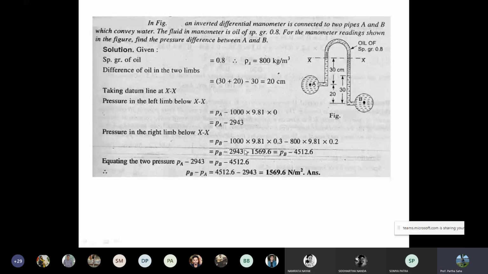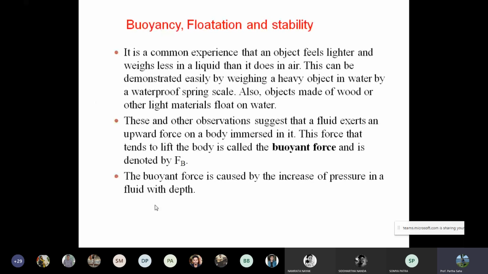If you equate these two, PB minus PA will come to 1569.6. So that is the pressure difference, right? Because you have been asked to calculate the pressure difference. So that's how you solve a manometer problem. You solve these two numericals I have given here. So you have four numericals so far on the manometer. You better solve these. So let us move to the next chapter, that is buoyancy, rotation, and stability.